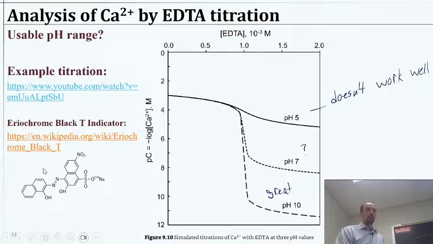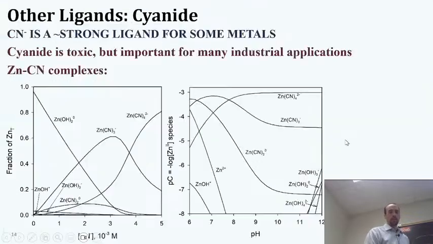Okay, so if you're curious about the indicator molecule, you could look it up. That's the molecule there. It's called Eriochrome Black T, used pretty often for that specific situation.